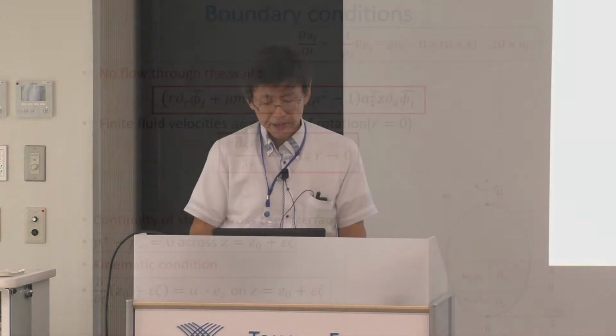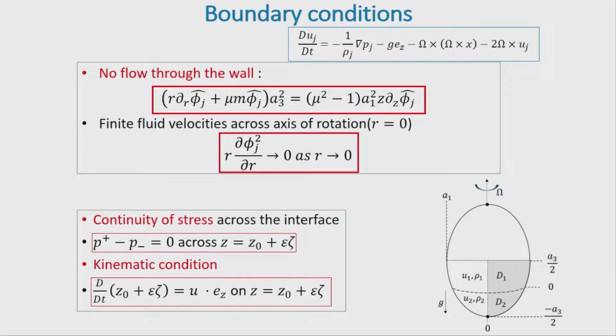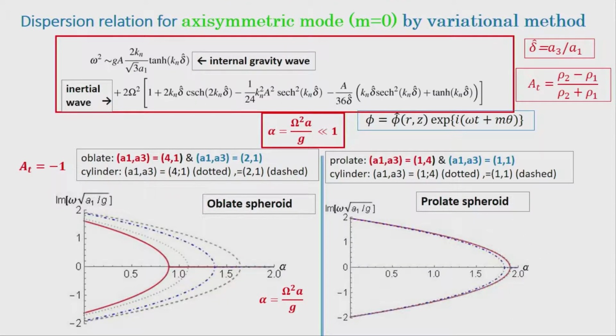And we make variational analysis by applying the minimum condition of the energy functional, and using simple test functions, you obtain the approximate dispersion relations. And this time we get only the result of the axisymmetric mode. We need all the modes, but only the axisymmetric mode is available. And parameter delta is a ratio of the semi-axis of the symmetric axis and the rest. And we assume the rotation speed is small in this sense.